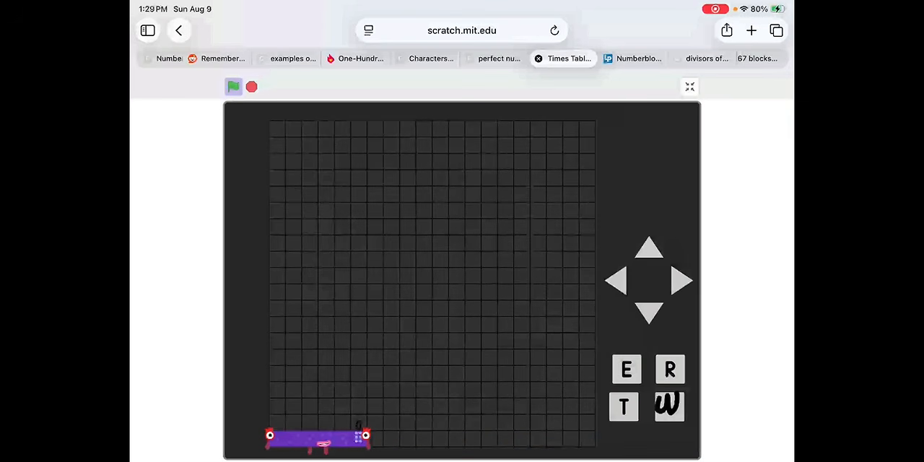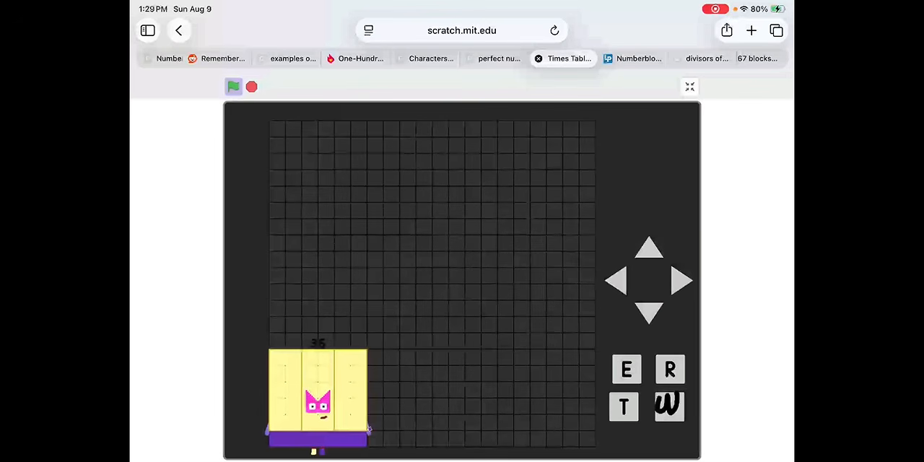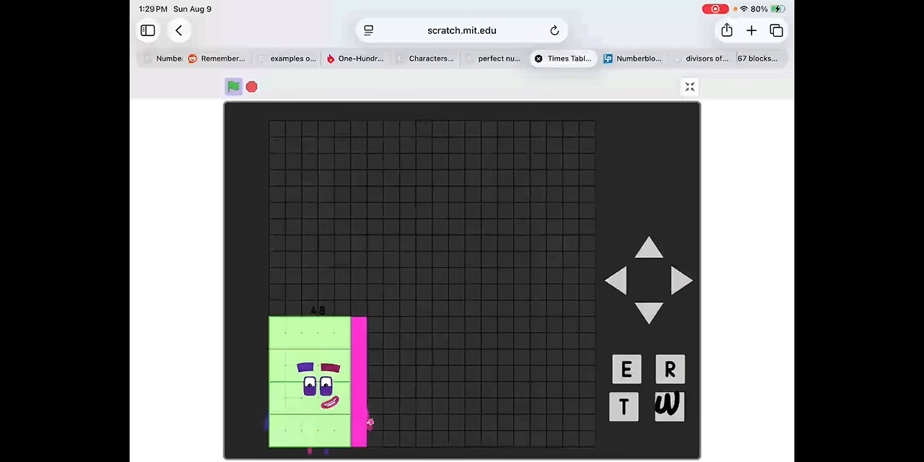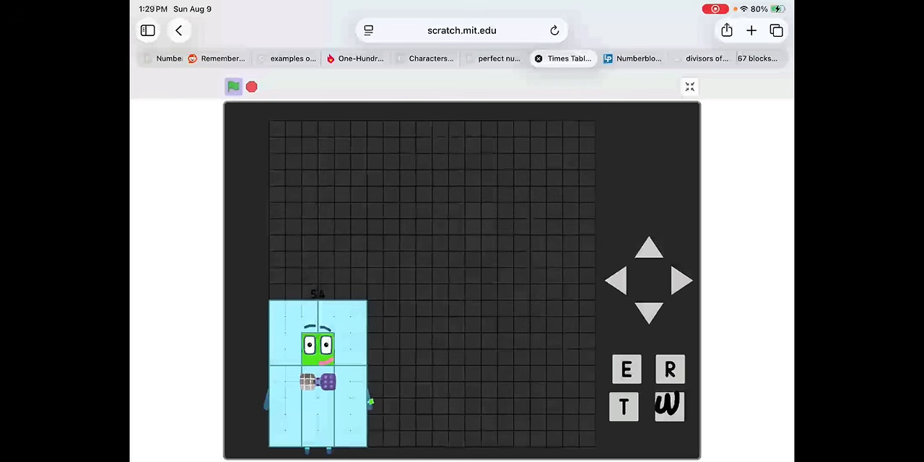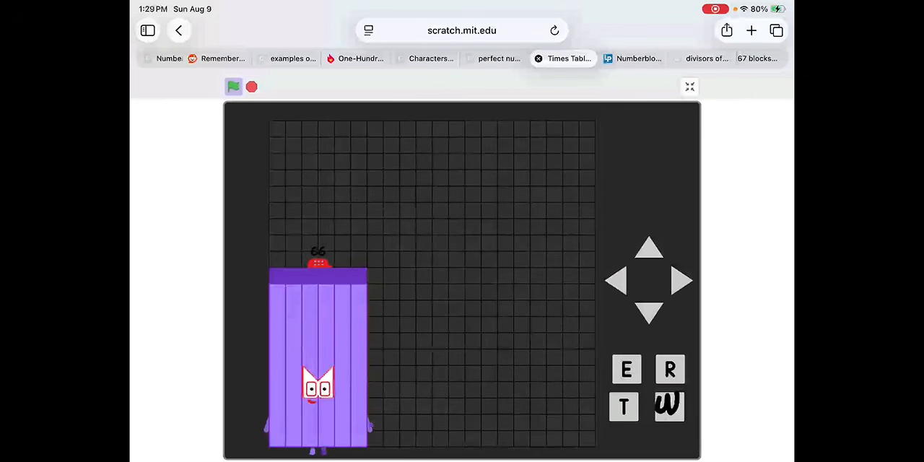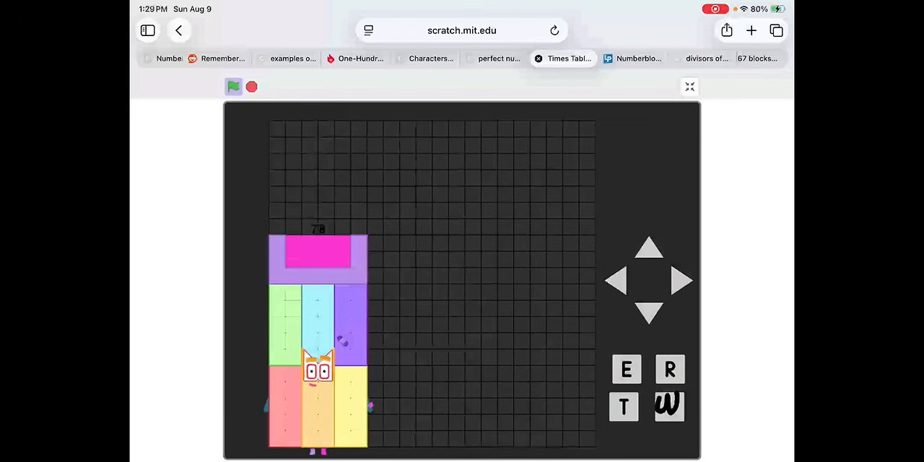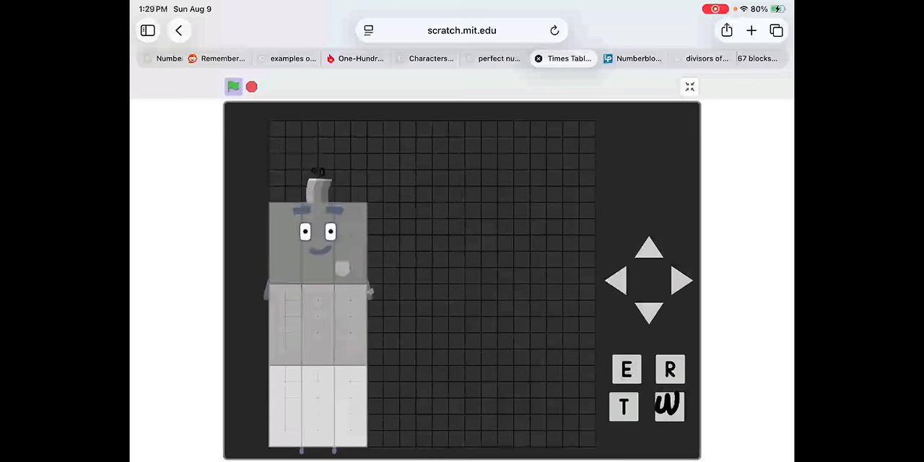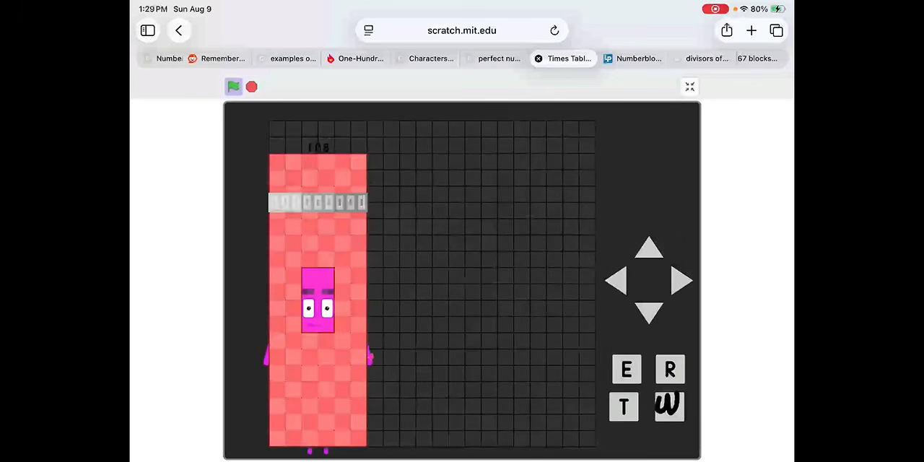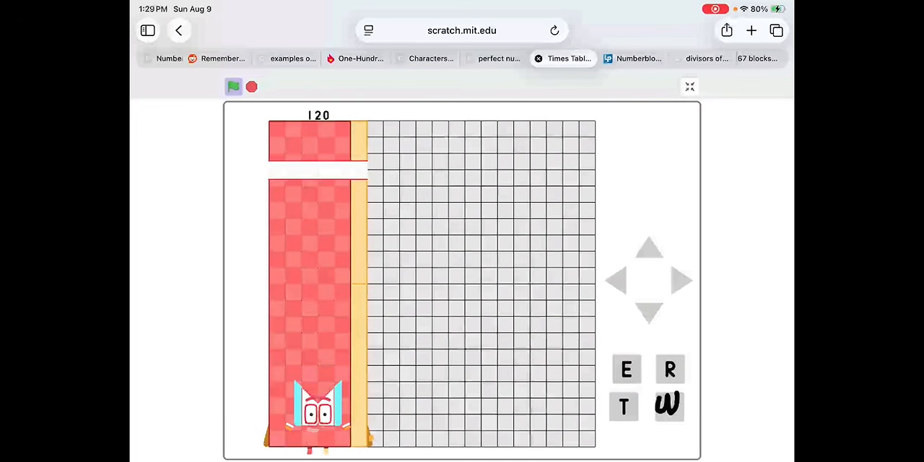Next is the 6 times table. Here we go. 6, 12, 18, 24, 30, 36, 42, 48, 54, 60, 66, 72, 78, 84, 90, 96, 102, 108, 114, 120.